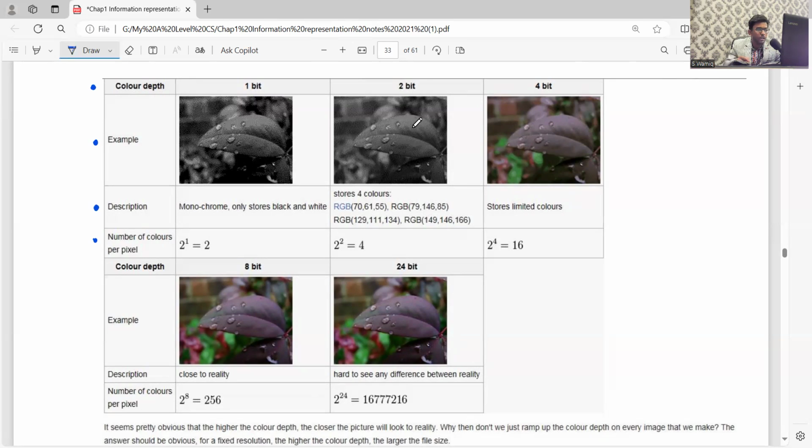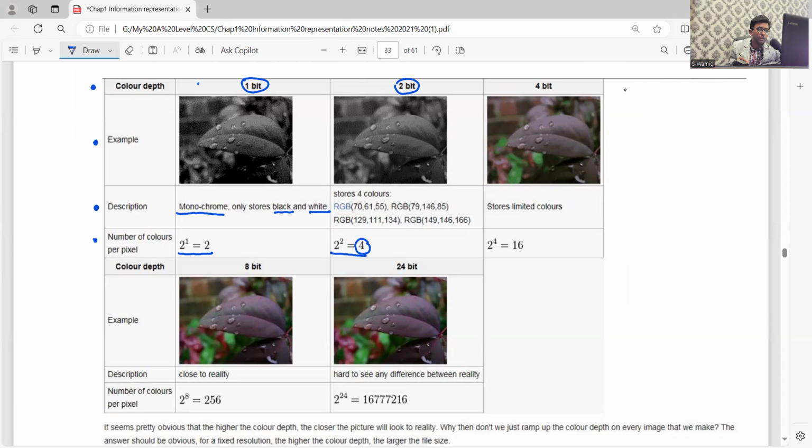For example, if the color depth is 1 bit, 1 bit means 2 to the power 1 equals 2. That means the number of colors in the image is only 2, so it is going to be a monochromic image. A monochromic image stores only black and white color. So if I'm storing only black and white, it has to be a monochromic image. Other than that, if the color depth is 2, I take 2 to the power 2. It makes 4 colors.